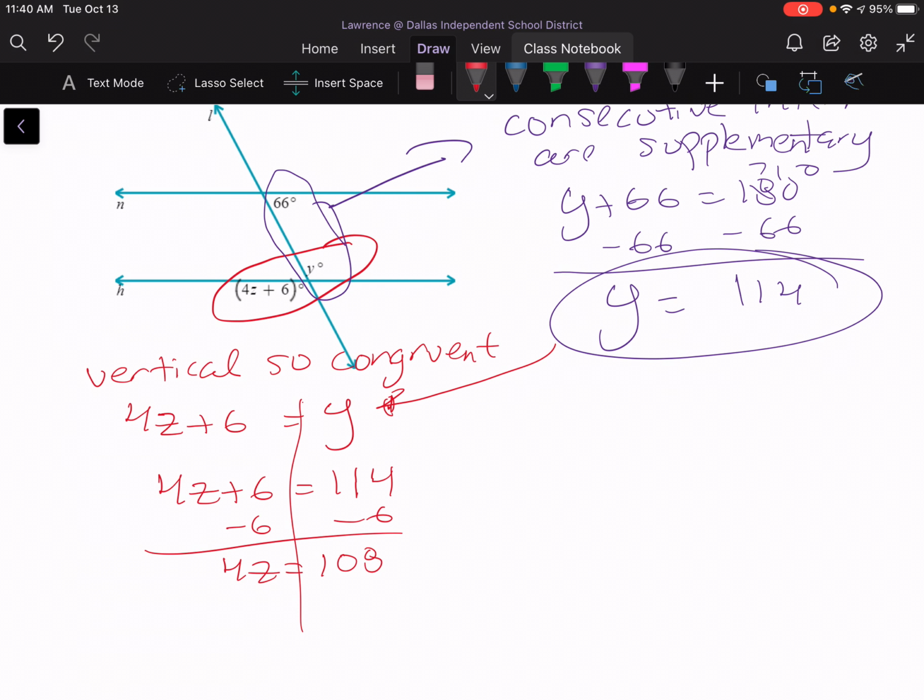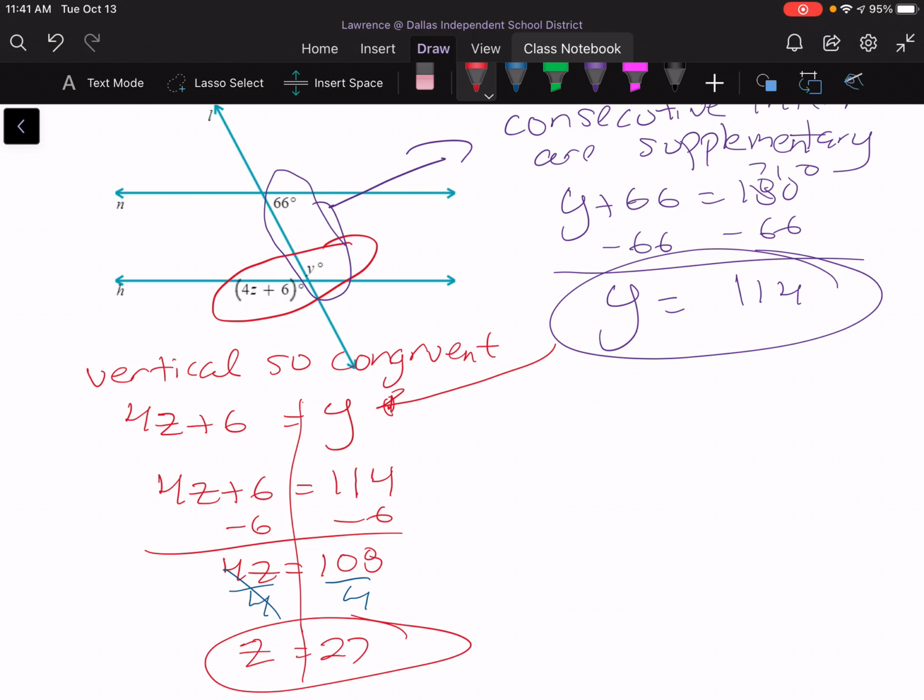And then divide by 4 to get the z by itself. So quick division. And z is equal to, let's see, quick calculator there, 27. Once again, I'm going to go ahead and put this in the ALEKS, of course, and make sure that the answer is correct. The key to it is, are they congruent or are they supplementary? And identifying which are congruent and which are supplementary.